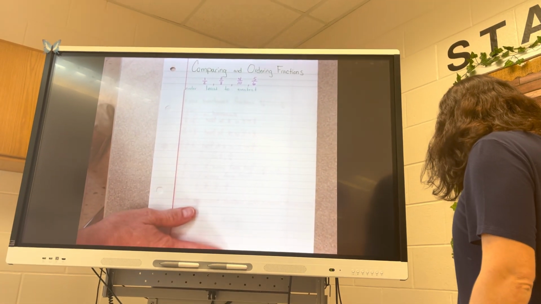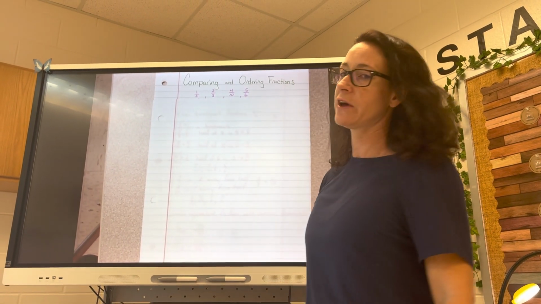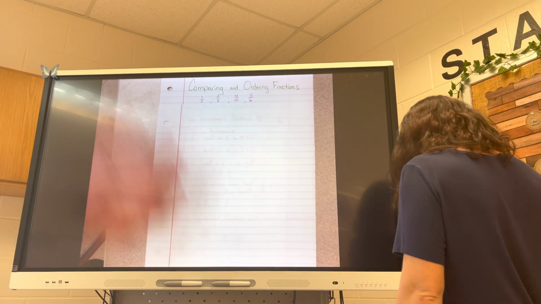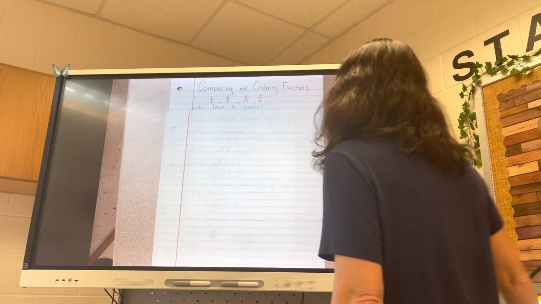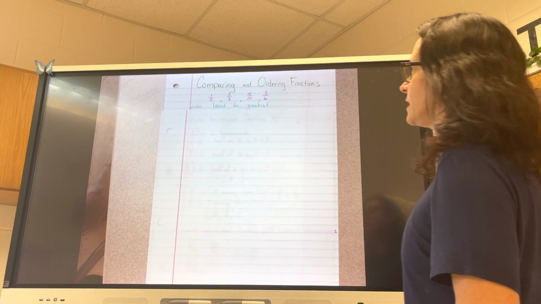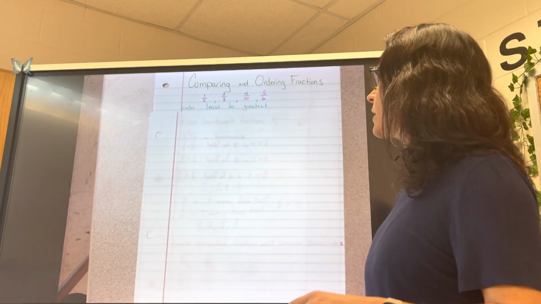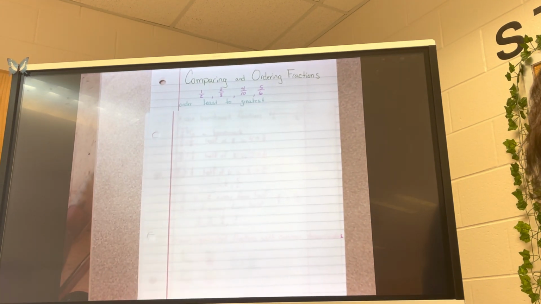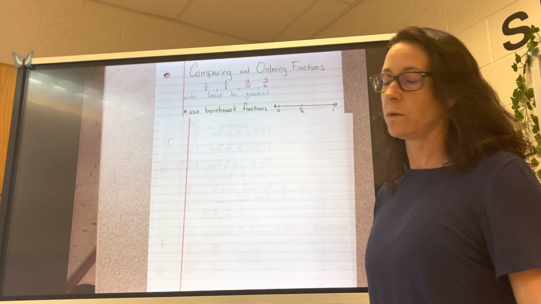So for example, I have a list of fractions here. I have 1/2, 2/8, 4/10, and 5/6, and I'm going to order them from least to greatest. Usually the way that I like to figure out fractions is to look at them reasonably. So I use what's called benchmark fractions. And the big benchmark fractions are 0, half, and whole.